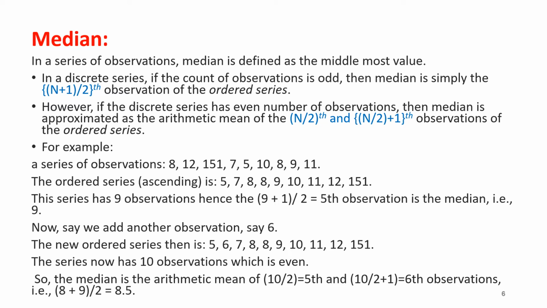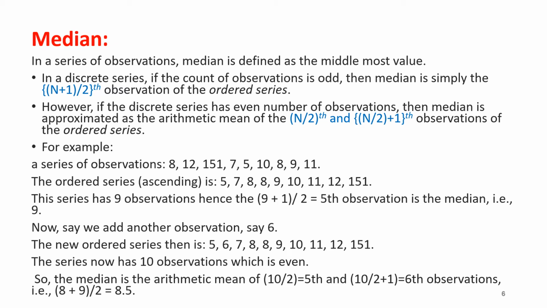For example, if there is a series of observations 8, 12, 151, 7, 5, 10, 8, 9 and 11, if you order it, it becomes 5, 7, 8, 8, 9, 10, 11, 12 and 151. This series has 9 observations, hence (9 plus 1) by 2, the 5th observation is the median. And here the 5th observation is 9.